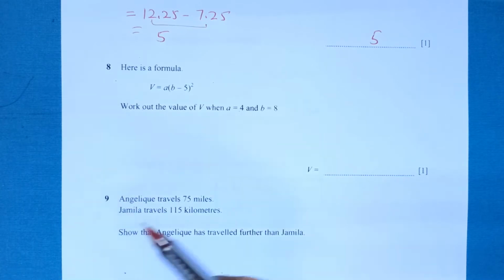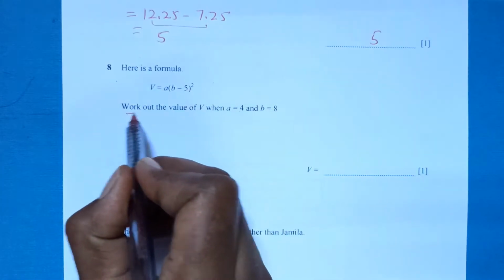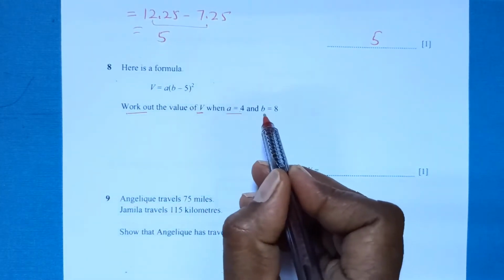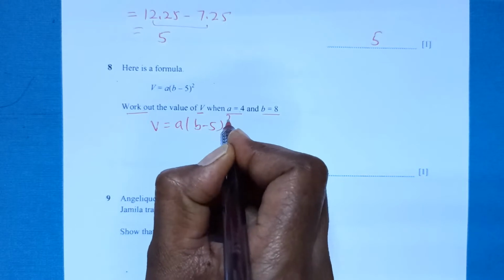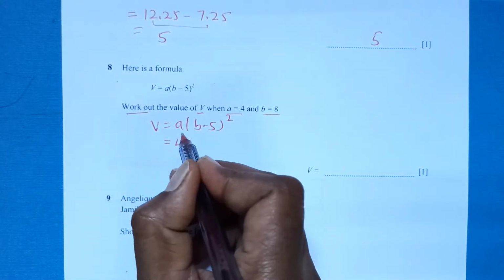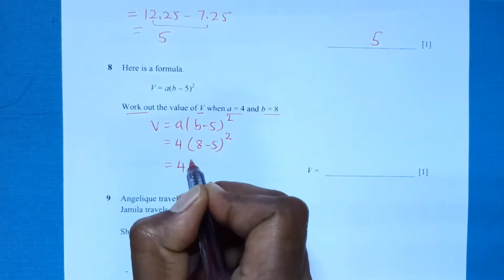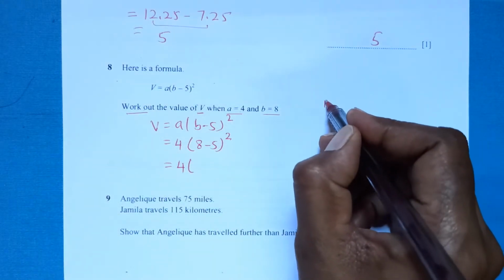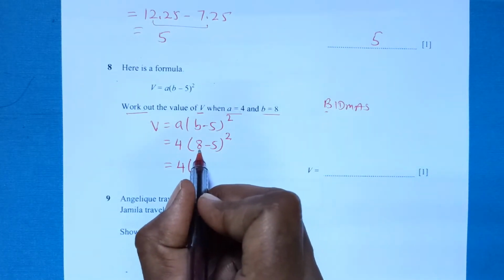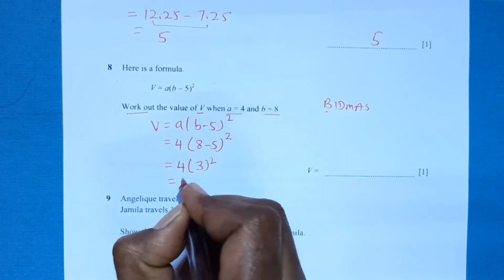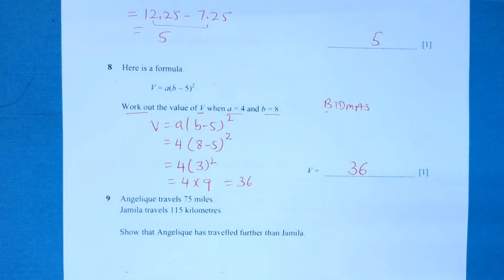Question number 8. Here is the formula V equals A times (B minus 5) all squared. Work out the value of V when A is 4 and B is 8. We are given the values, so we can write this again. Replace A by 4, then B is 8 minus 5, then squared. We need to use BIDMAS here, so we solve the bracket first. In the bracket it is 8 minus 5, that is 3 squared, which is 9. 9 times 4 is 36. So our final answer will be 36.